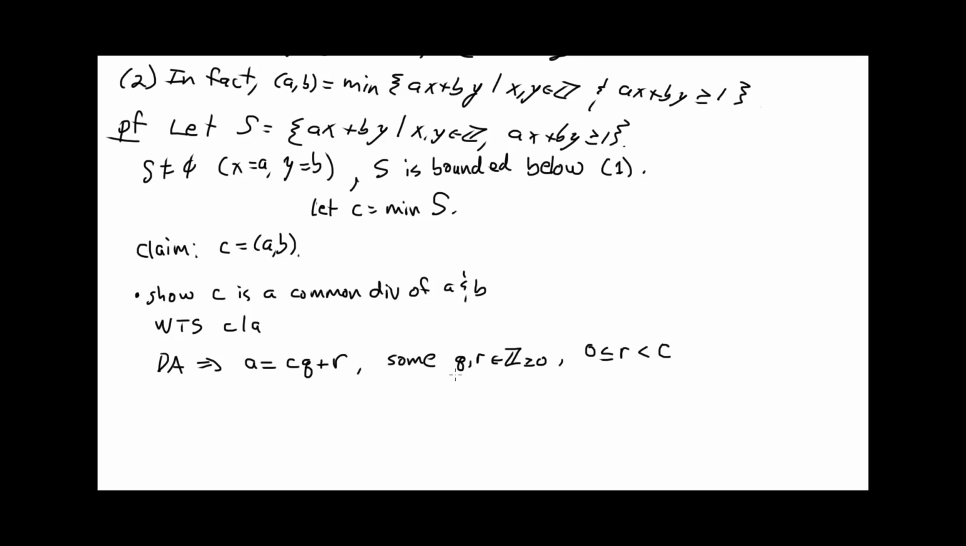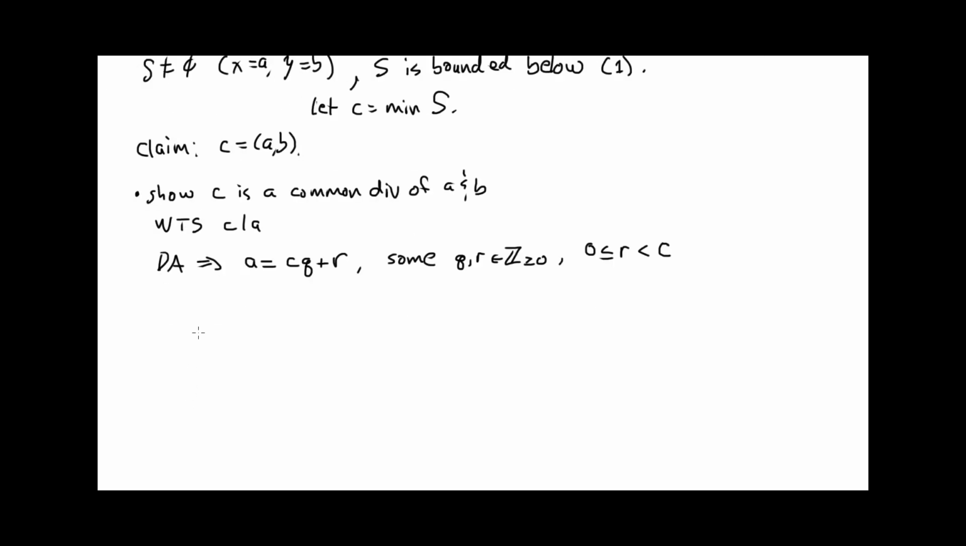c has to be strictly bigger than the remainder. Now, we're wanting to show, of course, that c divides a. If c divides a, the remainder is 0. But if c doesn't divide a, the remainder has to be at least 1.